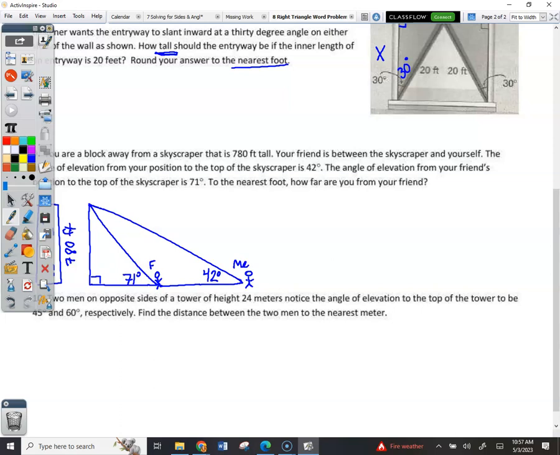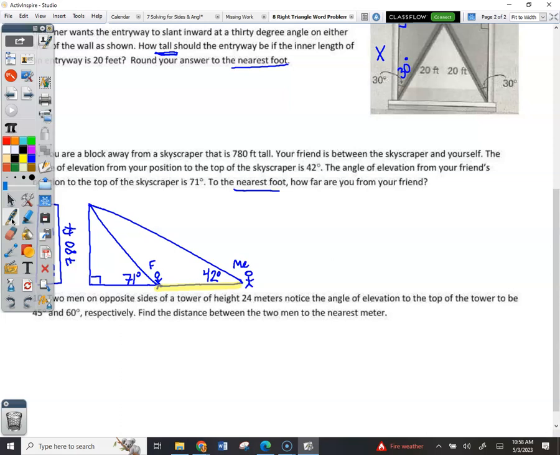To the nearest foot. How far are you, not from the building, from your friend? Don't worry about a block. All right, so look right here. I'm going to highlight the piece that they want. They want the distance from you to your friend. This is a 3-step process. You got to be a problem solver. It's just a puzzle. Can you look at this and tell me, what can I find? 3 things that you have to find that would help me get yellow.